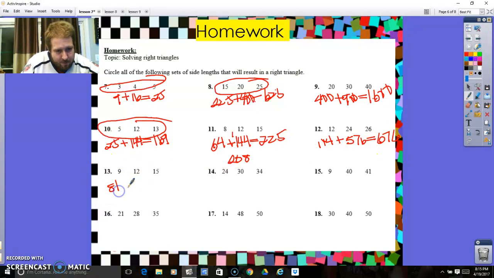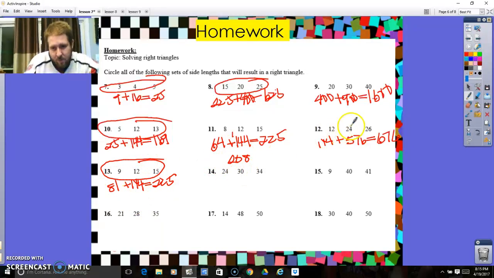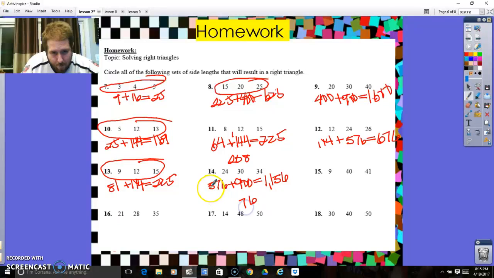All right, 81 plus 144 equals 225. That could be true. That's 5. That's 12. Yep, that is a right triangle. 24 squared is 576. I did that earlier. Plus 900 equals 34 times itself. 34 times 34 is 1,156. Combine those two like terms. Let's see. 6, correct. 7, nope. No, that is not a right triangle.